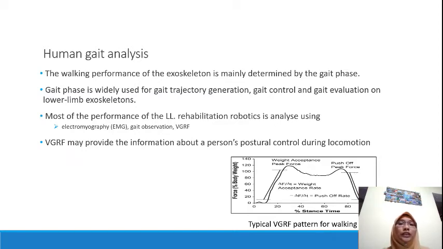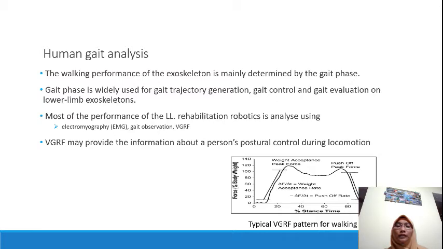Using the VGRF analysis is more suitable for gait analysis when the kinetics of gait is considered, due to being able to show critical gait components. It is commonly used in the diagnosis of atypical gait, and can also be applied to analyze the patterns of mechanical loading of rehabilitation robotics for lower limbs. And as you can see, the figure on your right is the typical VGRF pattern for walking.